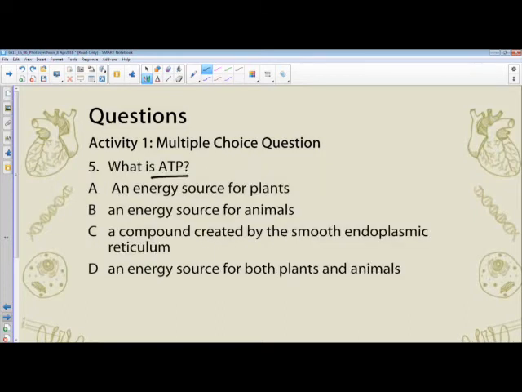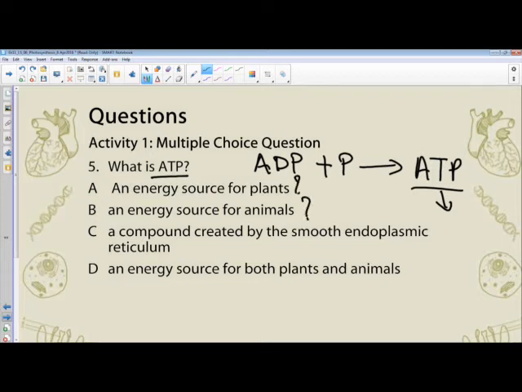And finally, the last question. What is ATP? As I said, ATP is adenosine diphosphate plus a phosphate molecule, giving you adenosine triphosphate. So it has 3 phosphate molecules joined together, and this is an energy carrier molecule. So what is it? It's an energy source for plants. It's an energy source for animals. No, I doubt it. A compound created by the smooth endoplasmic reticulum? Definitely not. It's an energy source for both plants and animals, and definitely both plants and animals require that.